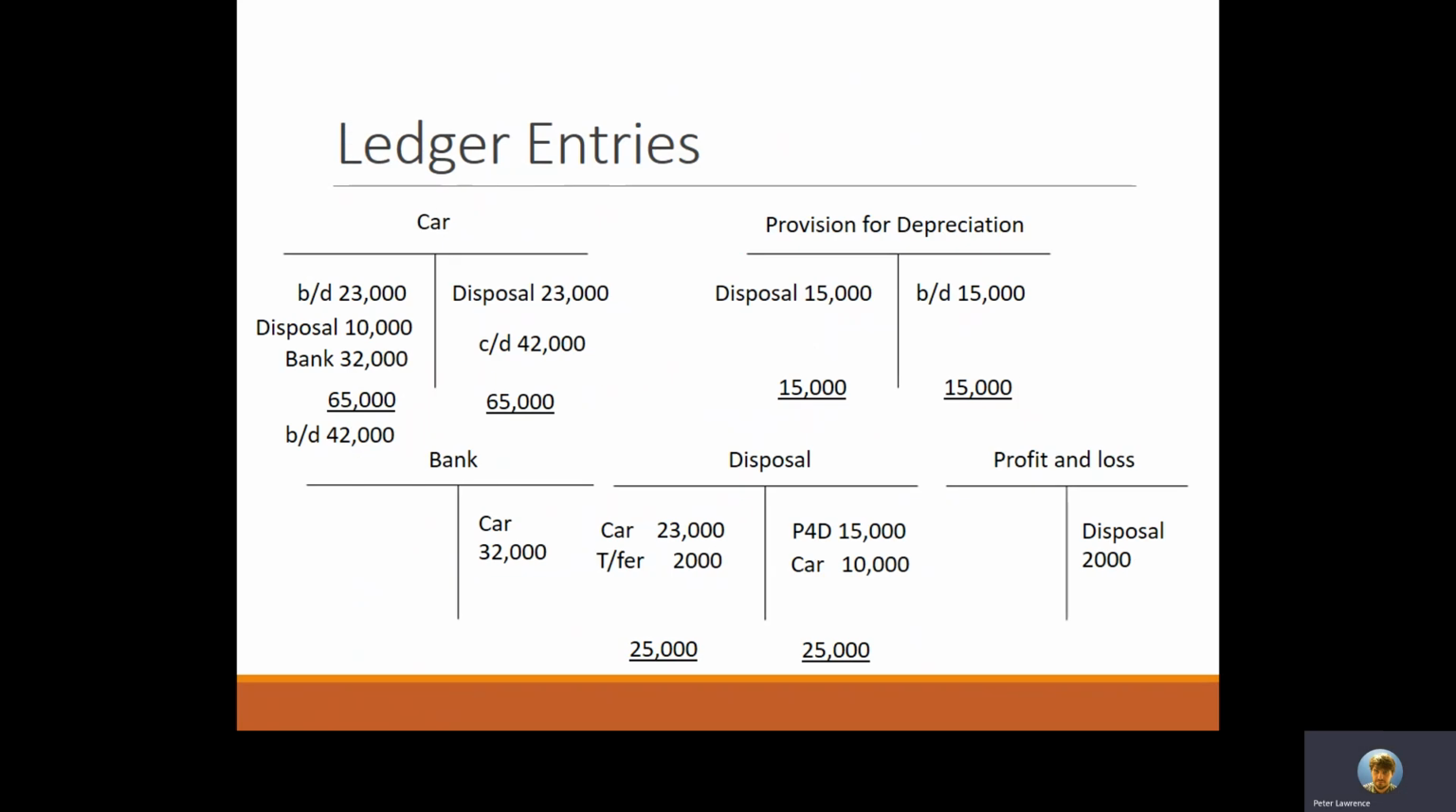So how does that look in the ledgers? Well, we'll put the breakdowns in. We've got the 23,000 on the car. We've got the 15,000 on the provision. We're then going to get rid of the car from the T account, so we're getting rid of that £23,000 car. We'll take it out of the car account on the credit, debiting the disposal. We'll then take out the provision associated with that car, which was 15,000. So we'll debit the provision and credit the disposal.